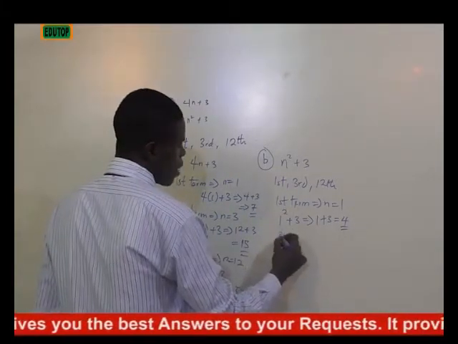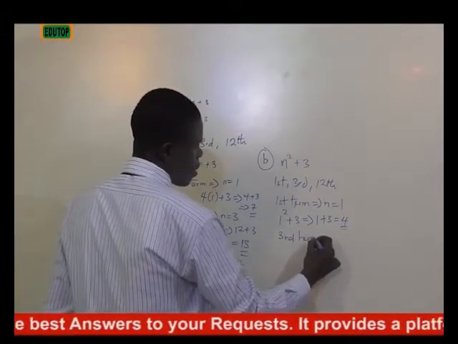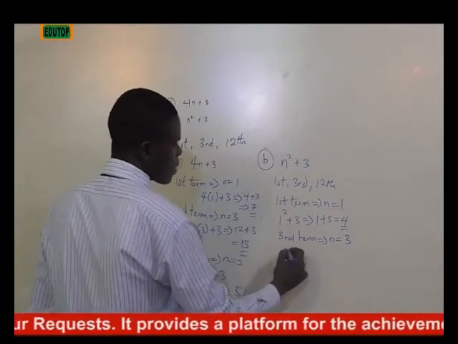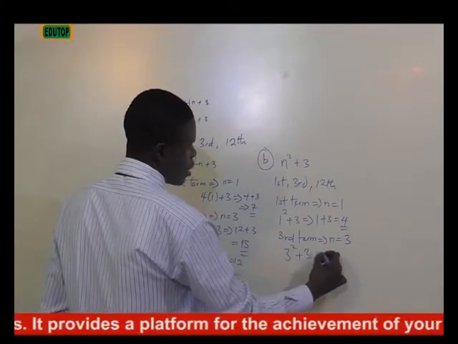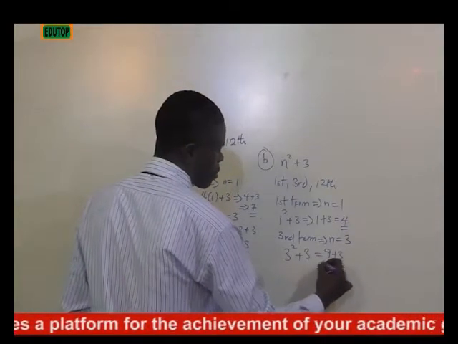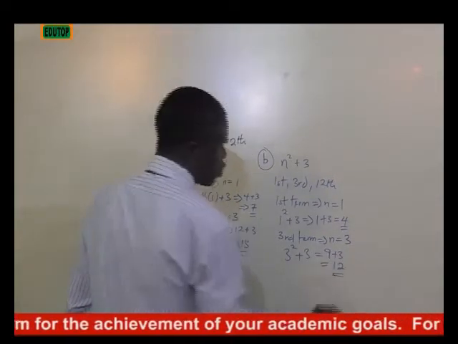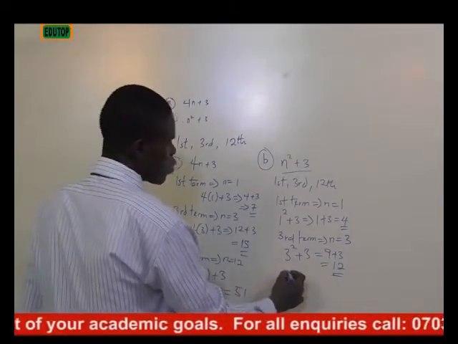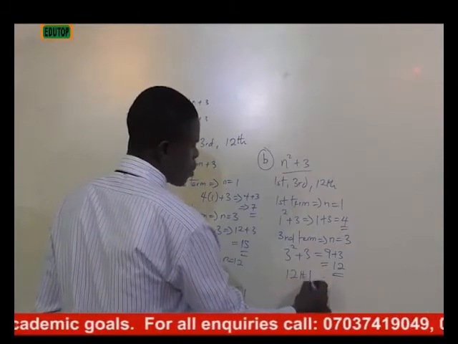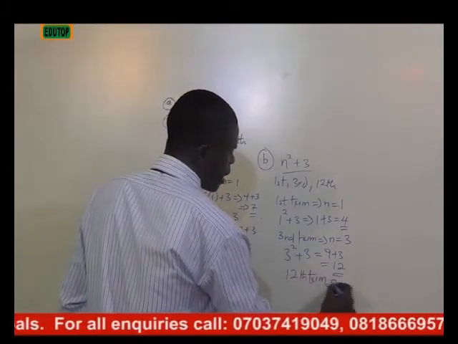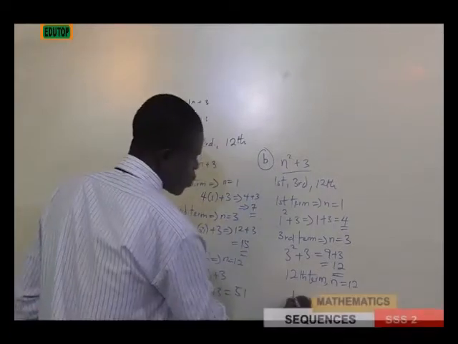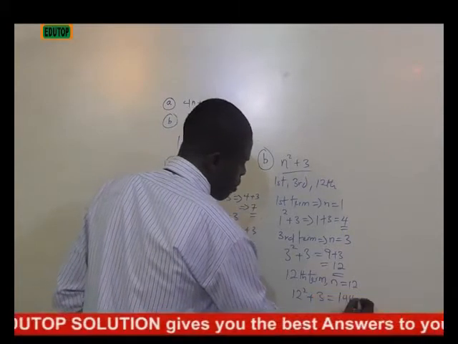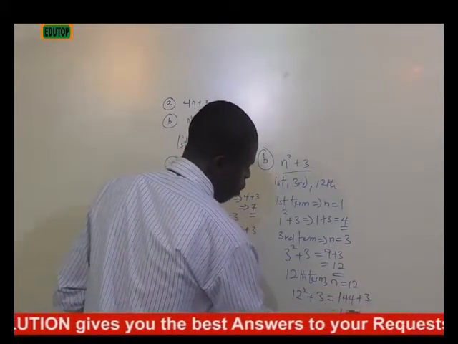Where you have the third term, when your n is 3, automatically we are going to have 3 squared plus 3. 3 squared is 9 plus 3, that gives 12. So that is the third term for this nth term. Then for the 12th term, where our n is equal to 12, then we have 12 squared plus 3, and our 12 squared is 144 plus 3, and that gives 147.